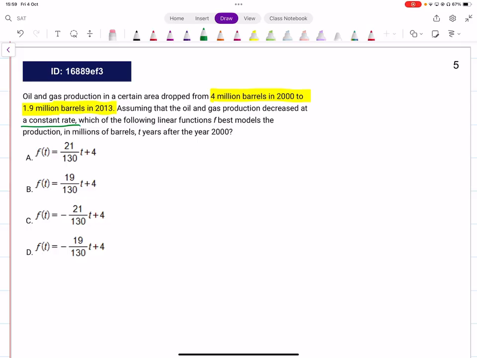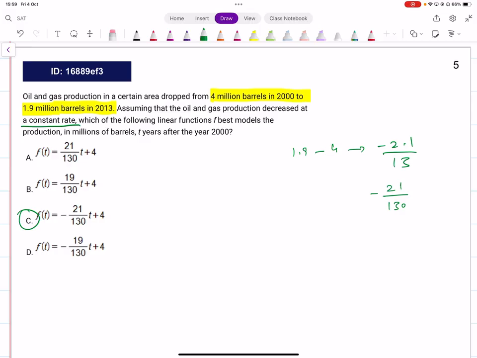Okay, what's the starting value supposed to be? 4, all of them have 4 as the constant. Now, since the production is decreasing at a constant rate, can you find the overall decrease? 1.9 minus 4, that's the overall change. That's minus 2.1. That's the overall decrease in how many years? In 13 years. So how much is the production decreasing every year? Since it's a constant rate, you just divide this by 13, so minus 2.1 over 13. Now you don't have any decimals here, so you can say this is the same thing as minus 21 over 130. And that is C.